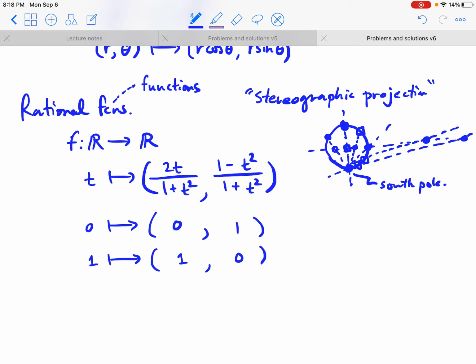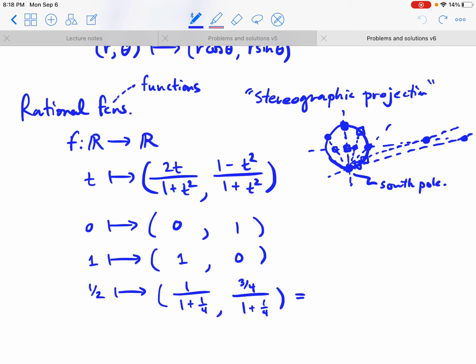Here I will get 0. If I take 1/2, I get 1 over 1 plus 1/4, comma, 1 minus 1/4 is what, 3/4 over 1 plus 1/4.